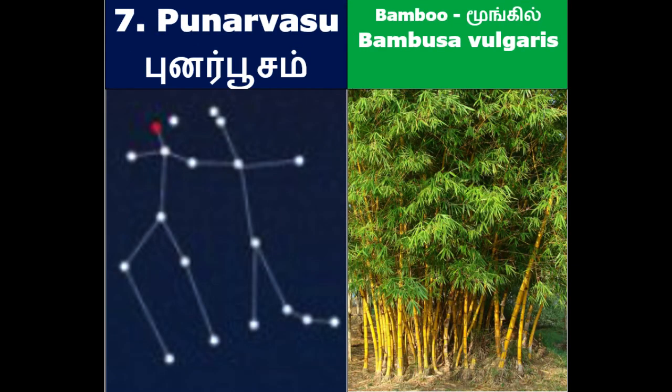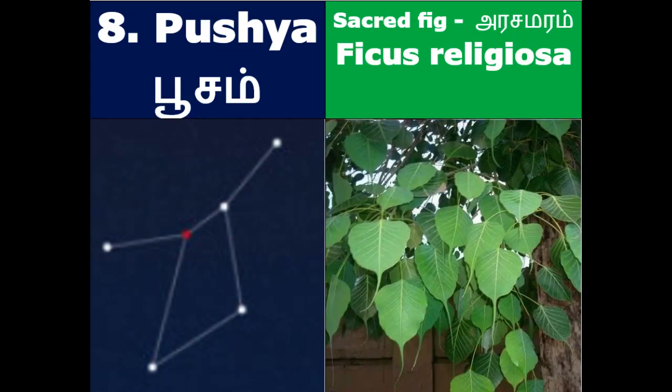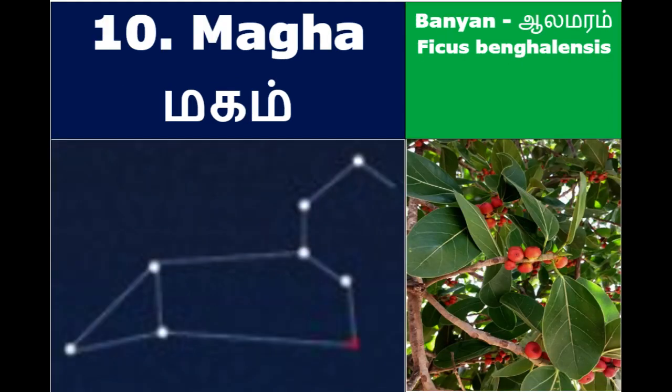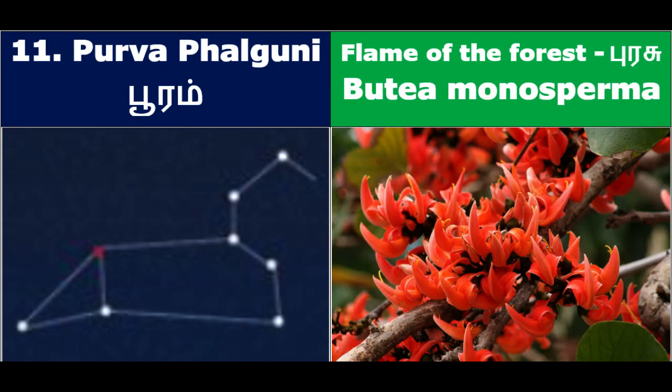Punarvasu Nakshatra is associated with bamboo. Pushya Nakshatra is connected with sacred fig tree. Ashlesh Nakshatra is linked with Alexandrian laurel tree. Magha Nakshatra is associated with banyan tree. Purva Falguni Nakshatra is connected with flame of the forest tree.